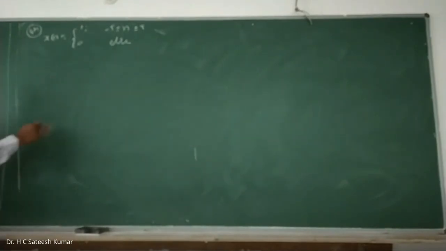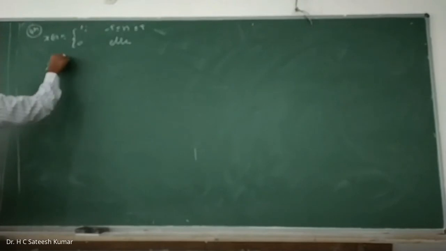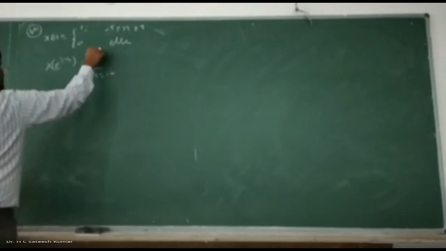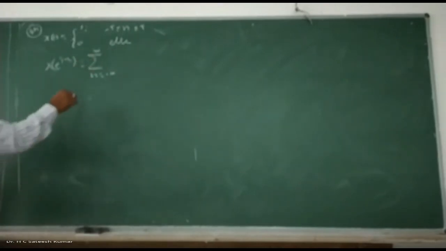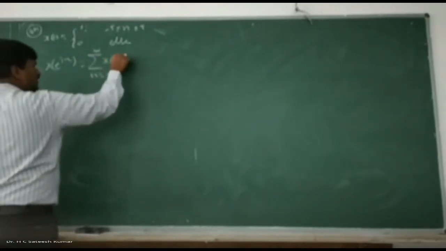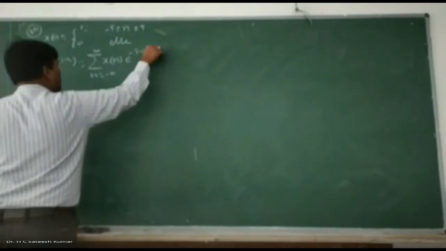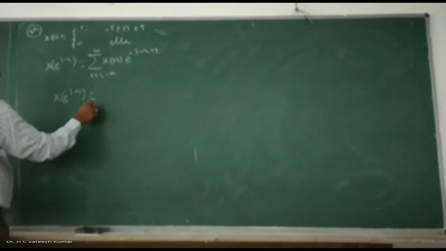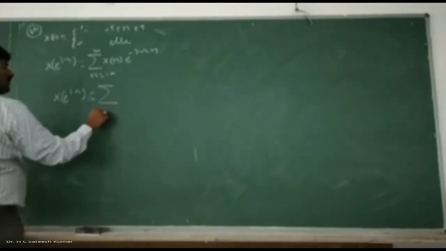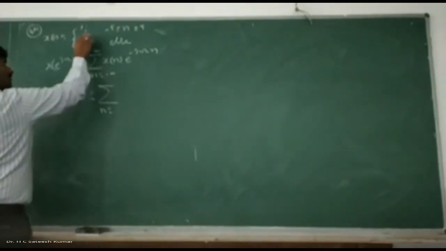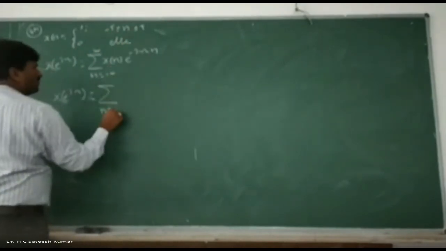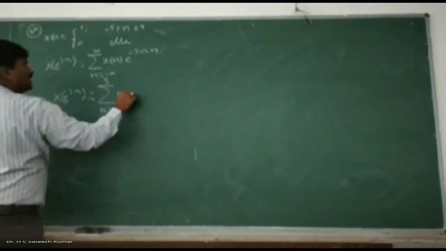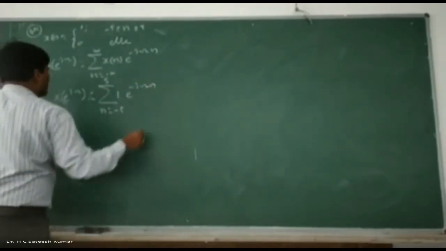Okay, right. So this is nothing but X of e to the power of j omega. By definition, summation n varies from minus infinity to plus infinity, x of n into e to the power of minus j omega n. Even though the summation is from minus infinity to plus infinity, my signal is ranging from minus 5 to plus 5, where the value is 1, into e to the power of minus j omega n.